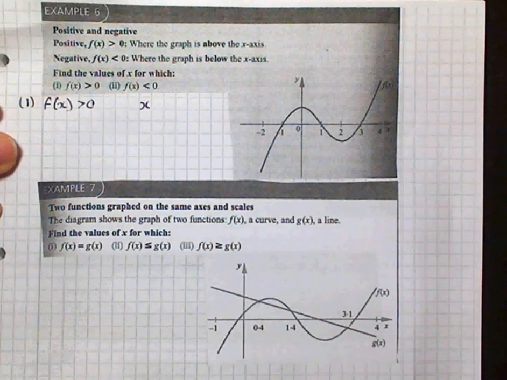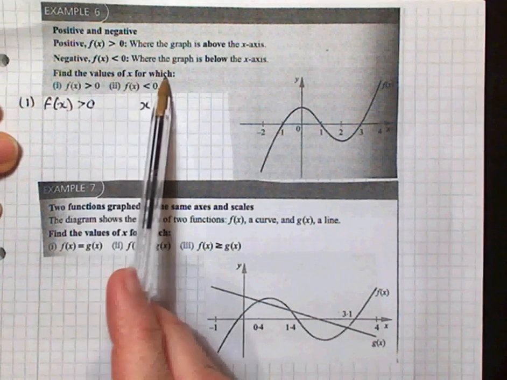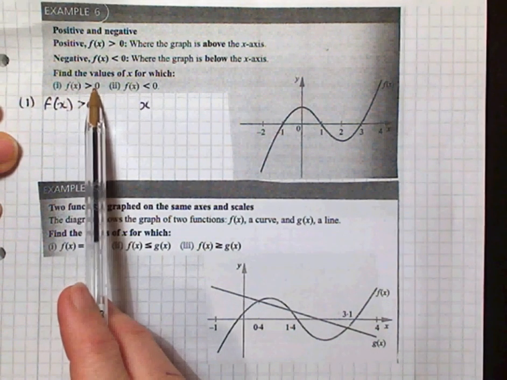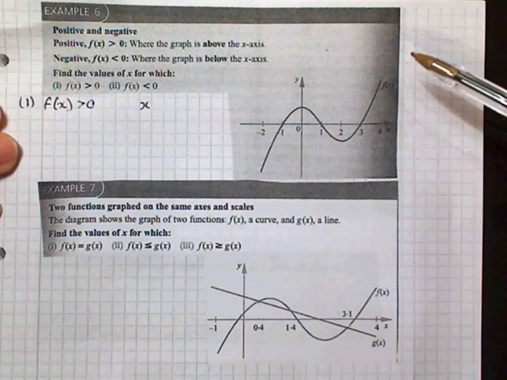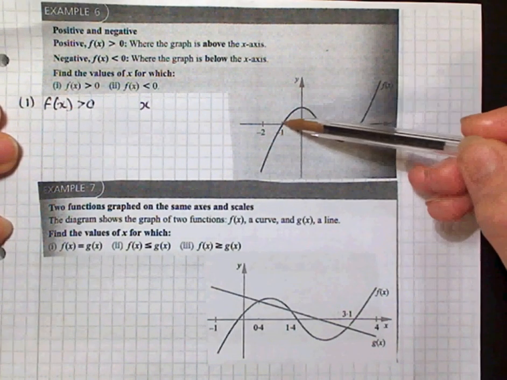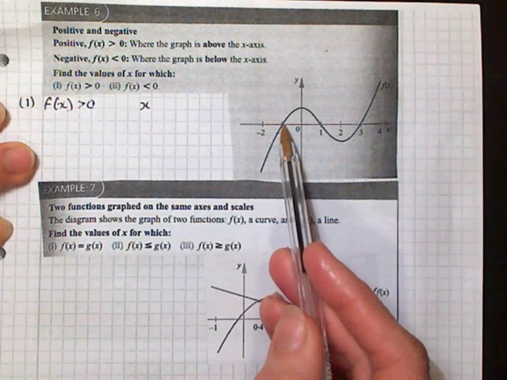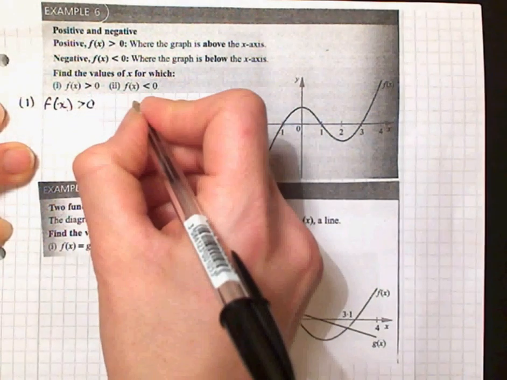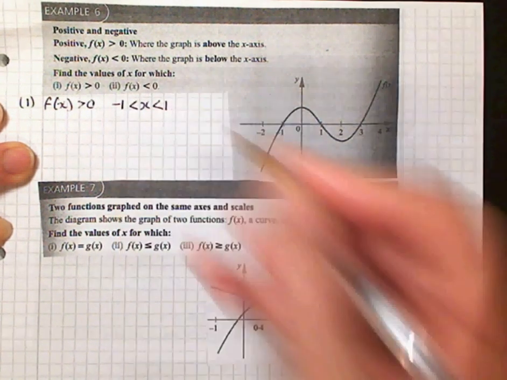Questions on graphs, example number 6. You're asked in this part of the question, find the value of x for which f of x is greater than 0, or where y is greater than 0, or where our graph is greater than 0. So where our y values are positive. If you look here, our graph is positive here. That's the first place it's positive, and because it's greater than 0, we only take values greater than -1. So our range will be x is greater than -1 and x is less than 1.